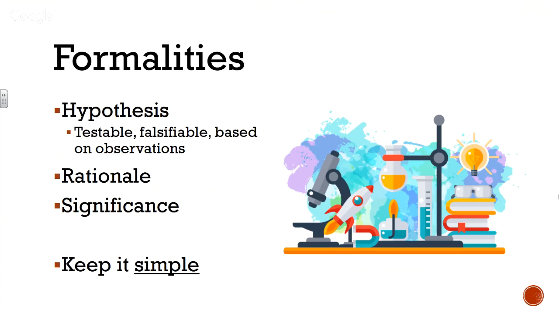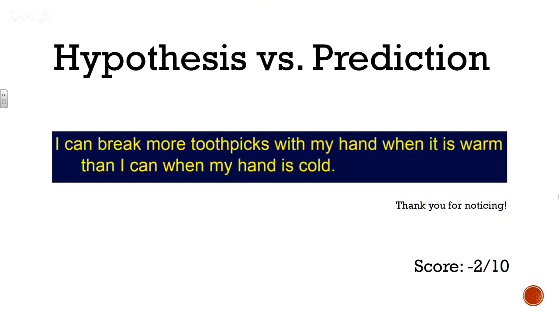It's a prediction in the sense that you're trying to see what the outcome of something is, but it's more of a hypothesis because it's backed by science. You're trying to see an observation and explain the science behind it, right? So like a hypothesis versus prediction, if you take a look at the board: I can break more toothpicks with my hand when it is warm than I can when my hand is cold. Is this a good hypothesis?